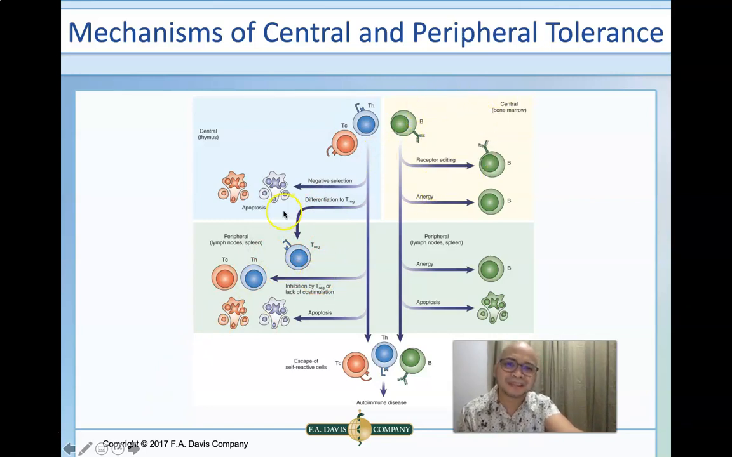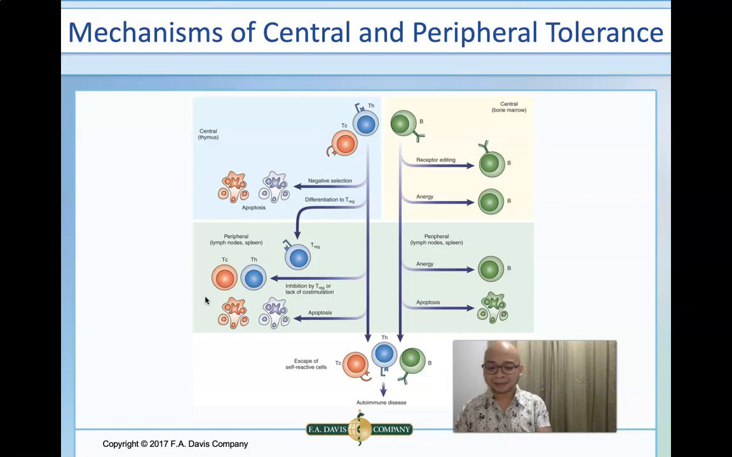Similarly, the same process happens in the bone marrow. As the B cells mature in the bone marrow, those with receptors having a strong affinity for self-antigens are supposed to be eliminated by apoptosis. However, some self-reactive B cells are not deleted. Instead, they are stimulated to rearrange their immunoglobulin genes.